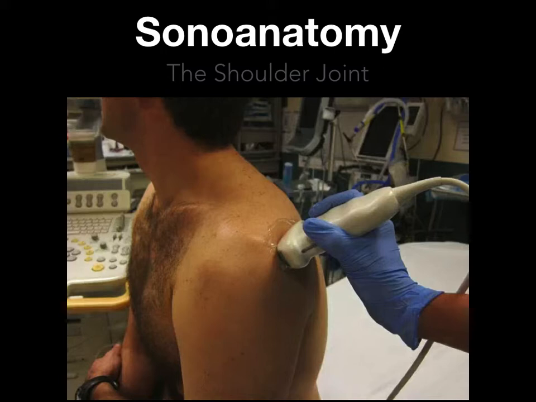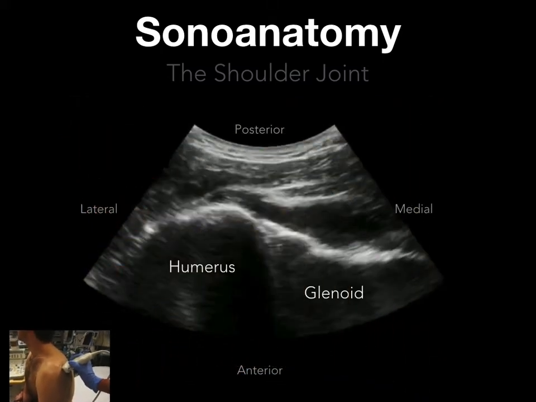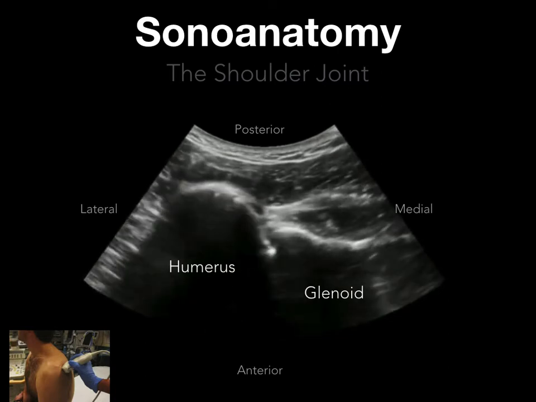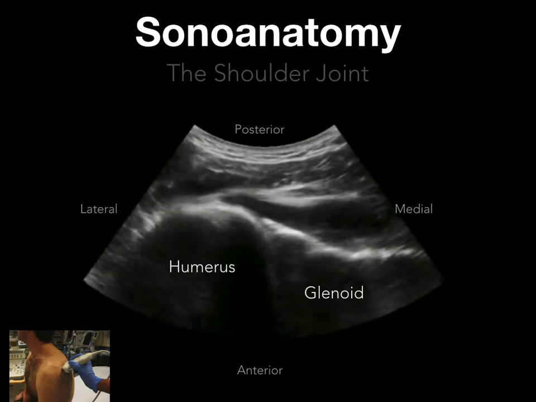Next, the scapular spine is located by palpation and the ultrasound probe is placed directly on it, right at the tip of the acromion. The ultrasound probe can then be slid slightly inferior to the scapular spine and the shoulder joint will pop out. In the image shown, notice the humerus and glenoid are demarcated.